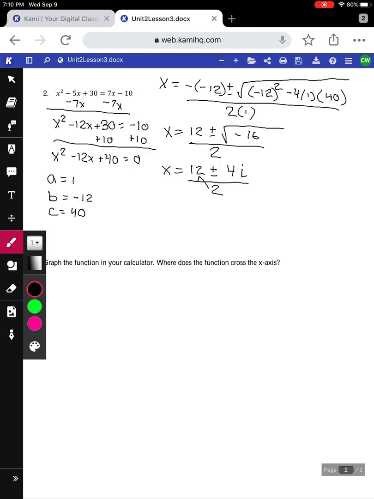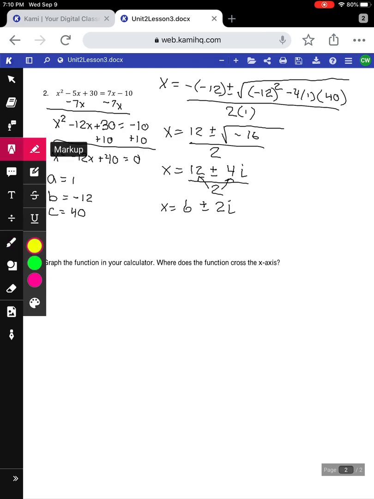Now again, take a look and see, are both those numbers divisible by our denominator? And they are. So I'm actually going to do that division. 12 divided by 2 gives me 6. Plus or minus 4 divided by 2 gives me 2. And I have my i. So my roots are 6 plus 2i and 6 minus 2i. Remember, you can't combine those because one has an i and the other doesn't.